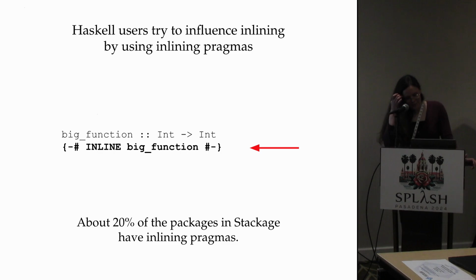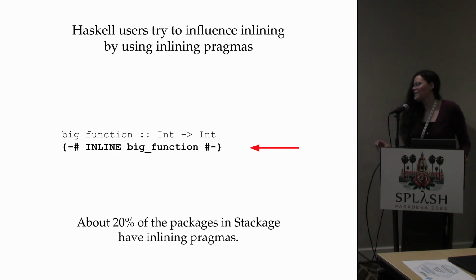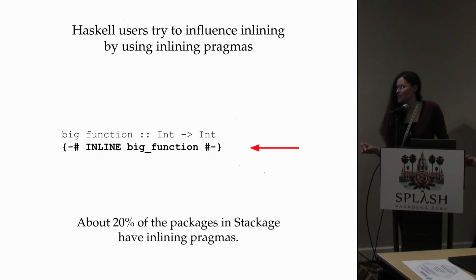An interesting observation here is that Stackage is a big collection of Haskell packages, where a package is like a bundle of code that has maybe tests and benchmarks and preferred run flags and whatnot. About 20% of the packages in Stackage have these inlining pragmas. When we saw that, we thought maybe this is some sort of an indication that Haskell programmers are a little bit dissatisfied with the inlining decisions that GHC makes. And maybe they have some specific suggestions of where it can inline a little bit more aggressively.